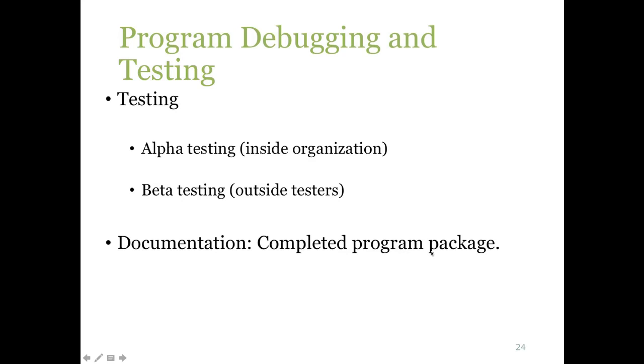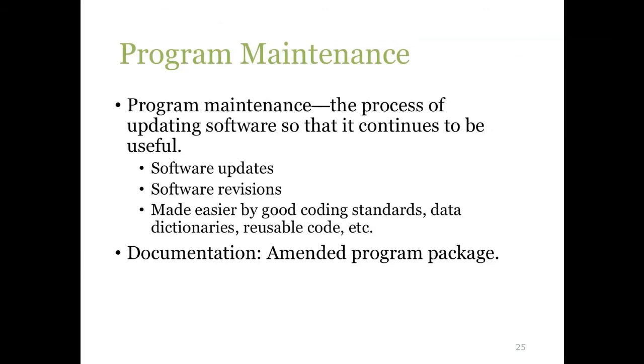Then debugging and testing have different stages. There's a stage called alpha testing or beta testing. Alpha testing is something that happens within your organization. Beta testing is to test using public users. So oftentimes when you see a new operating system come out, they say, well, we start our beta test or public test, allowing general users to use the software to give them feedback. Documentation in this stage is a completed program package.